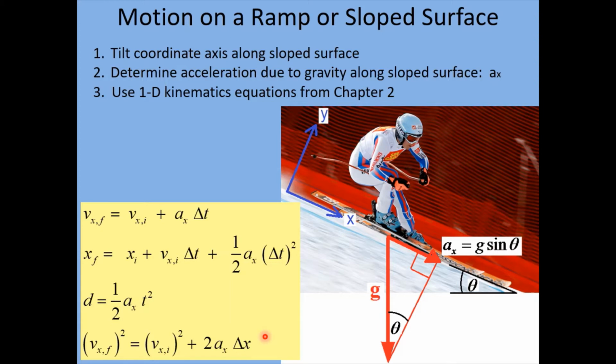And then if we don't have any time information, this is the useful formula where the final velocity squared equals initial velocity squared plus 2 a sub x times delta x, which is the displacement. So let's go ahead and work through some examples to see how to do this.